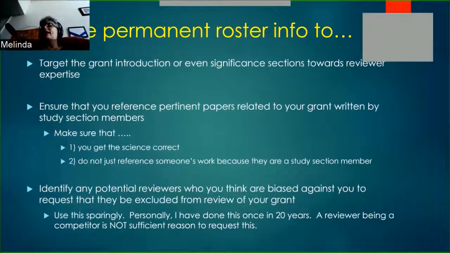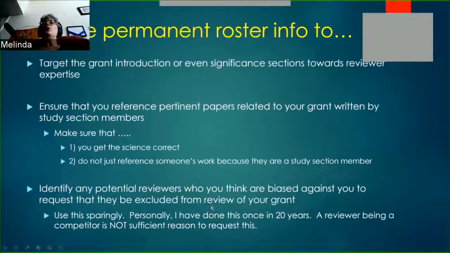This is a really quick way to irritate the SRO. Just because somebody is a competitor in your research area is not sufficient reason to exclude them. You have to really think that they have a real bone to pick with you. I've been submitting grants to NIH now for over 20 years, and I have written an exclusion for a grand total of one person. And this was related to an incredibly unpleasant interaction I had with somebody at a conference where I had true justified reason to believe that their review would be biased.